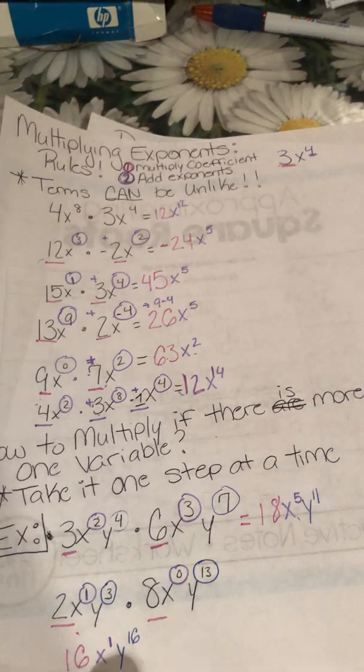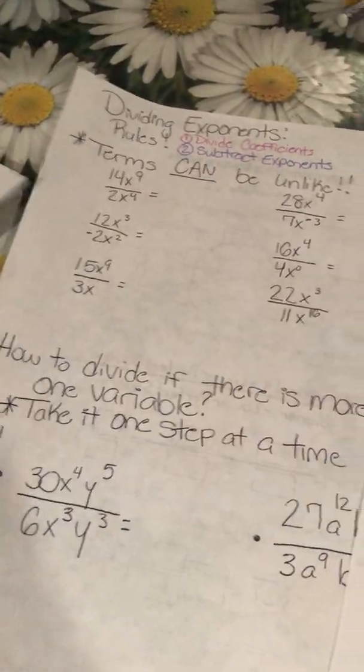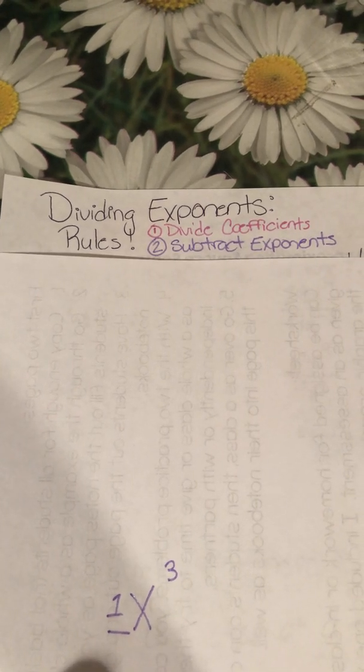We are now done with multiplying exponents. Let's go to dividing exponents. So the rules are the same. We divide the coefficients and we subtract the exponents. So I take back what I said. They're not the same, but they're similar. So when we divide exponents, we divide the coefficients instead of multiplying, and subtract the exponents instead of adding. And like multiplication, the terms can be unlike in order to combine them.